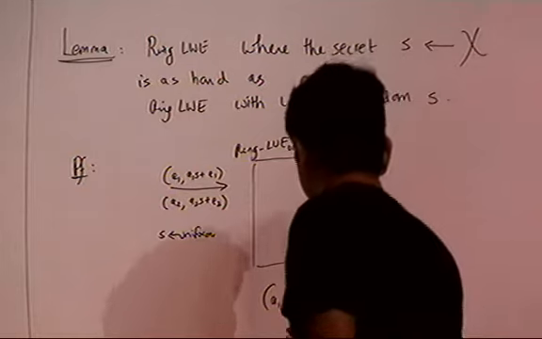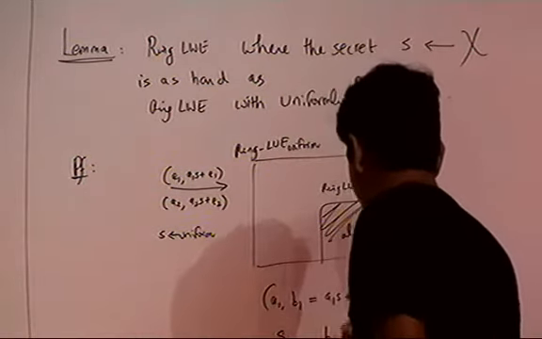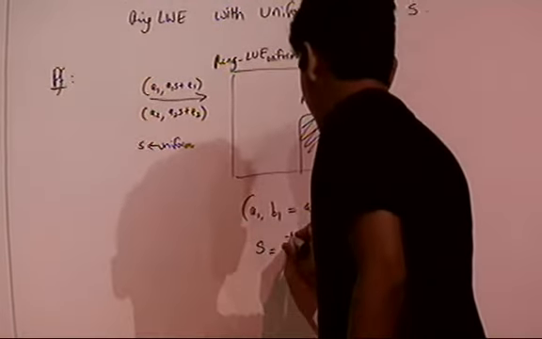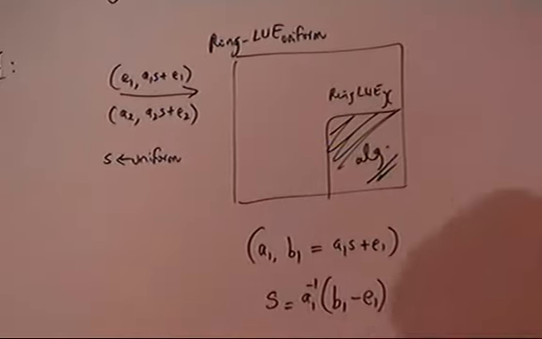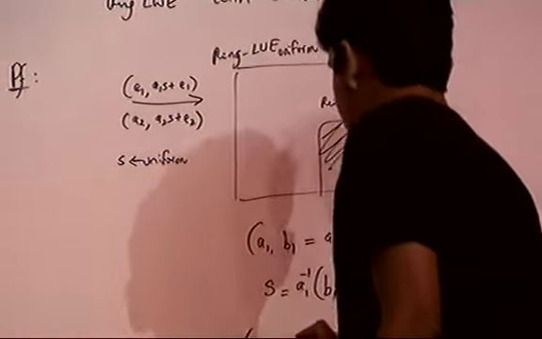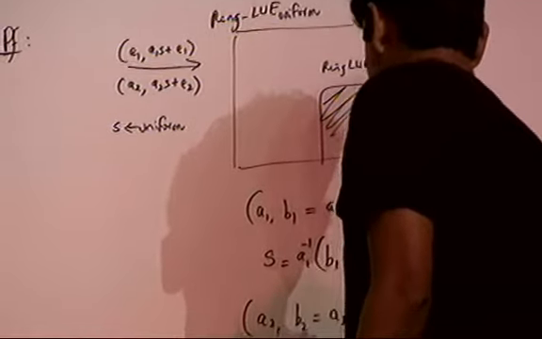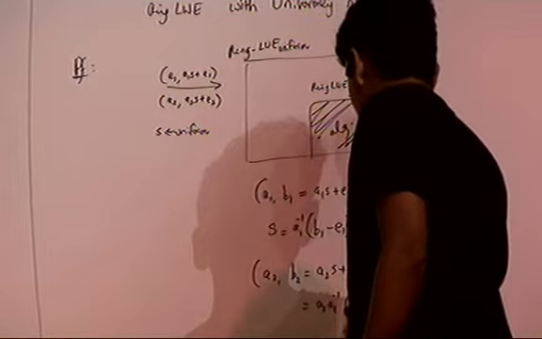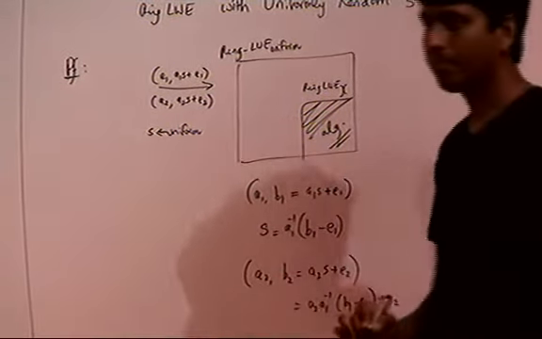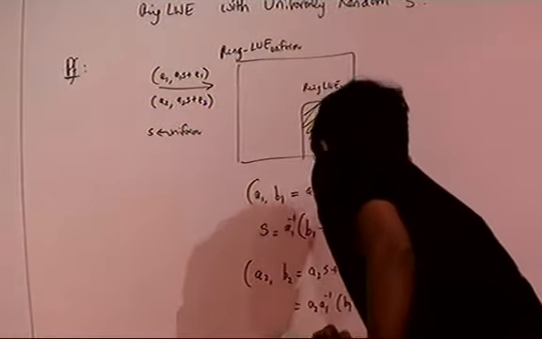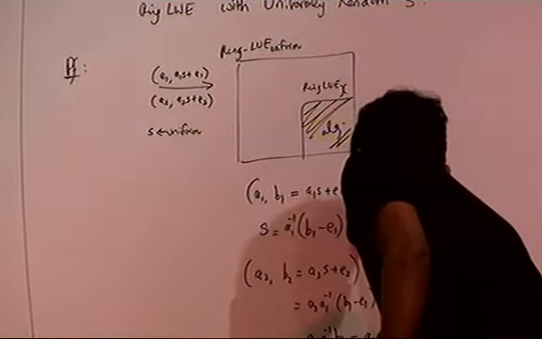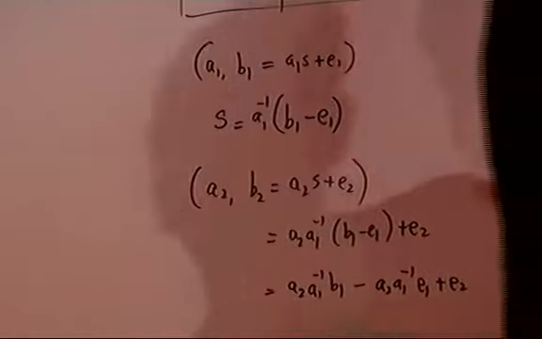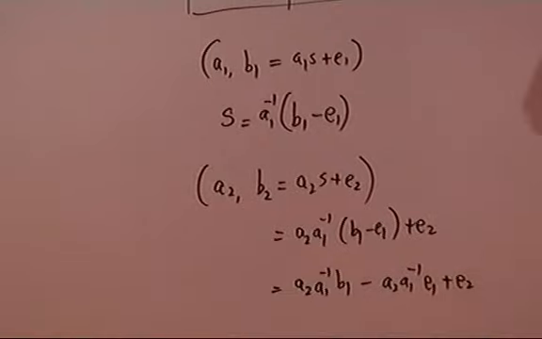Let me rewrite it in the following way. I can write S as B1 minus E1 divided by A1, so A1 inverse times B1 minus E1. I did nothing but just rewrite it. And now the second sample looks like B2 equals A2S plus E2, which is the same as B2 equals A2 times A1 inverse times B1 minus E1, plus E2. This is the same as A2 A1 inverse B1, minus A2 A1 inverse E1, plus E2. So what did we do when we manipulated it this way?